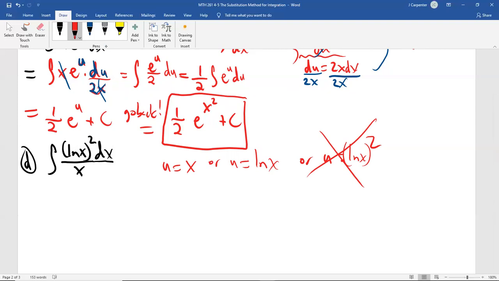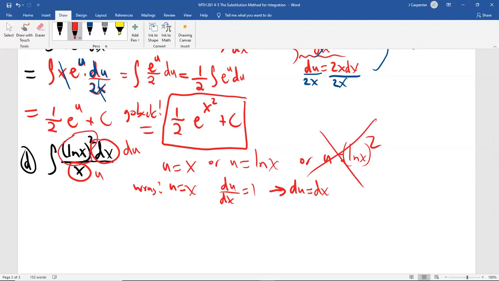Well, let's do this wrong. And again, I'm going to erase this in a minute. This is going to be wrong. If you let u be x, then du over dx, the derivative is 1. Multiply both sides by dx, and you get du equals dx. So this right here will turn into a u. This right here will turn into a du. But this right here is going to be stuck, and it won't go away. So that's clearly a bad substitution.